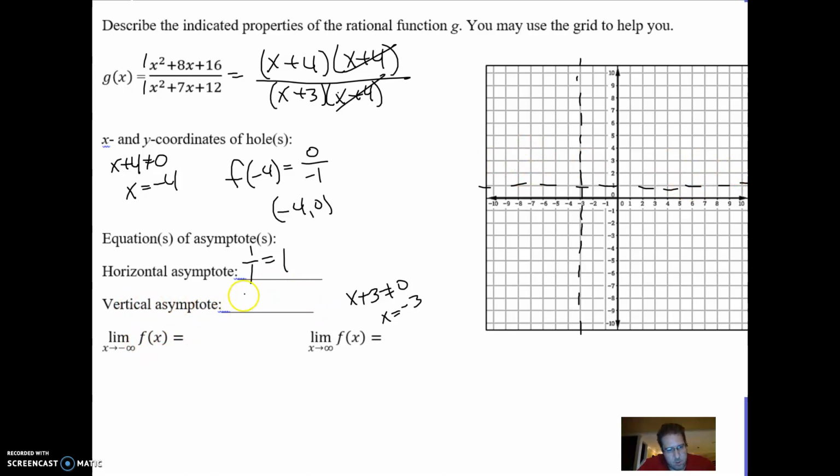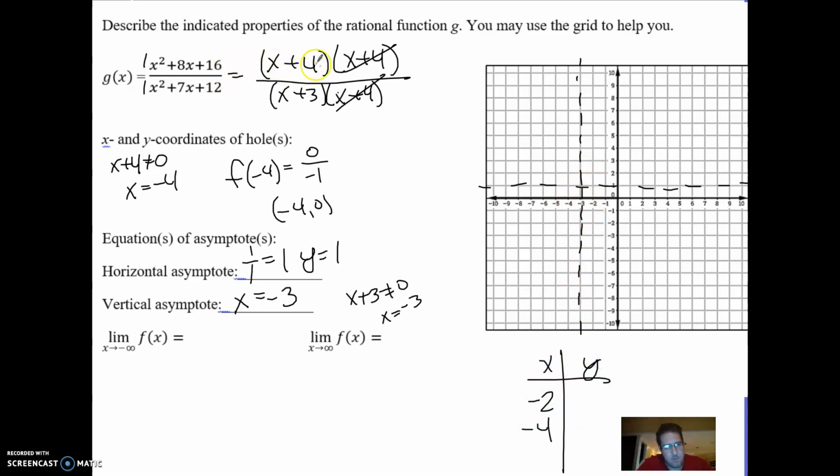Vertical asymptote, oh, I already said, so x equals -3. So this is y equals 1. So next thing I'm going to do, so I can then graph it, is plug in some values just to see where things are at, on both sides. So let's see, if I use -2 and -4 as my x's and y's.